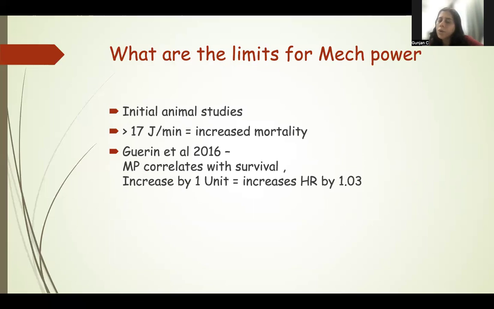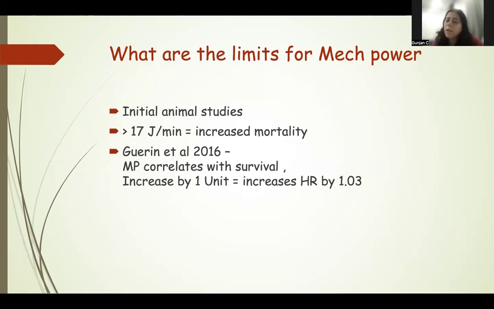So what are the limits that you need to know for mechanical power? We gave you the limits for the tidal volume, 6 mL per kg. We gave you a limit for driving pressure, a limit for P plateau, and a limit for respiratory rate to allow permissive hypercapnia. So a lot of initial studies went into finding this number, which we need to tell you that you cannot cross. You cannot cross mechanical power beyond this number.